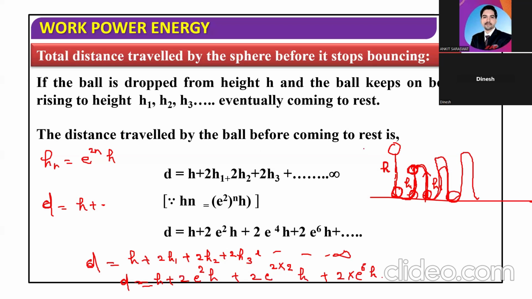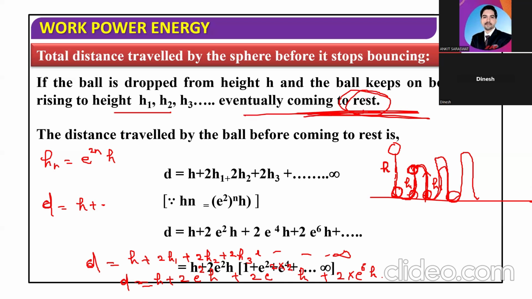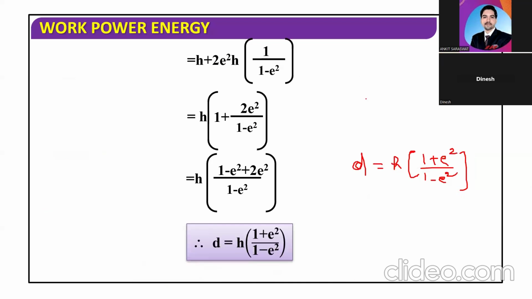If the ball is dropped from a height h and keeps on bouncing, rising to a height H1, eventually coming to rest, before coming to rest how much distance will it travel? This much. You can solve this. Clear?